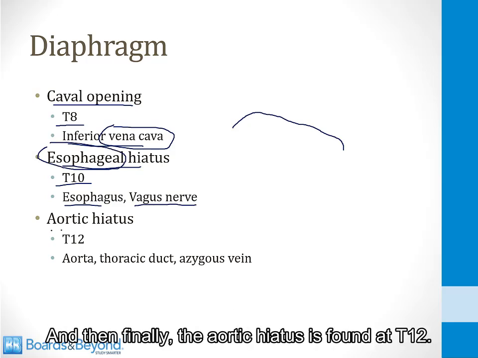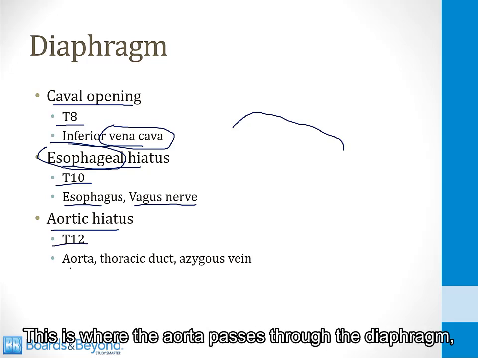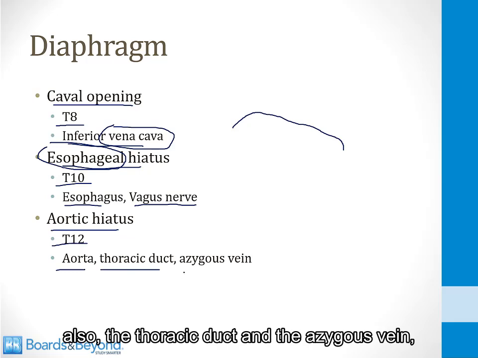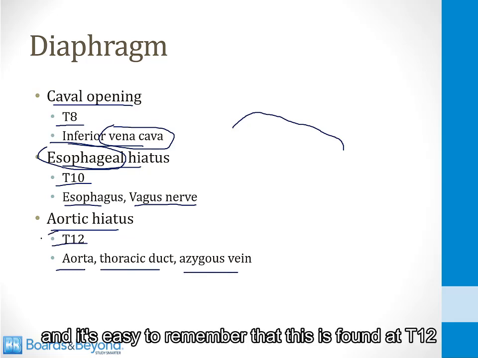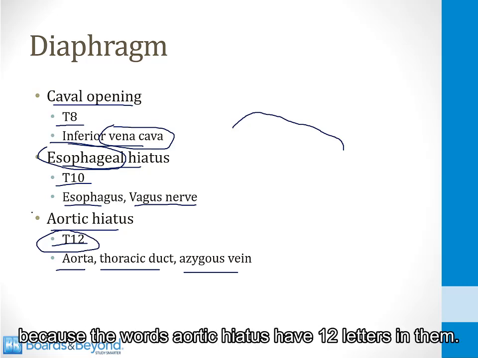And then finally, the aortic hiatus is found at T12. This is where the aorta passes through the diaphragm, also the thoracic duct and the azygos vein, and it's easy to remember that this is found at T12 because the words aortic hiatus have 12 letters in them.